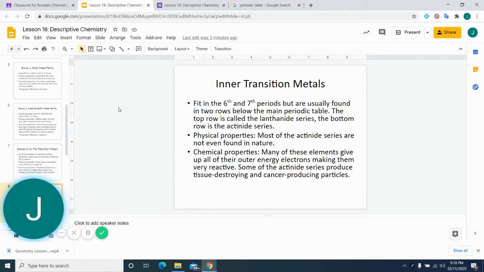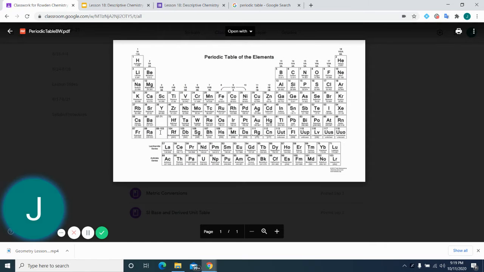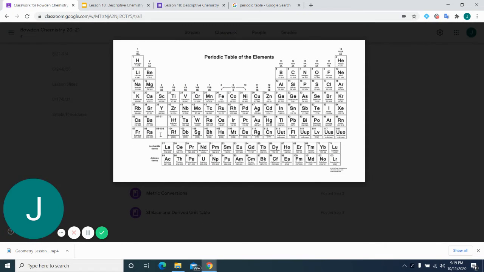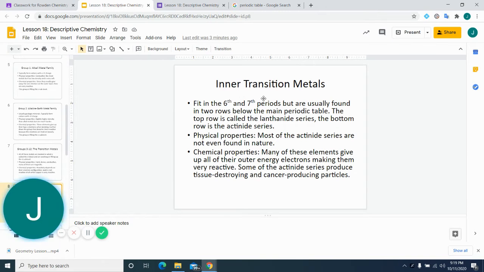Now, an extra detail is that in the 6th and 7th periods, really right here and right here, notice it has that kind of block, and it says 57 through 71. And then right here it has a block, and you have 89 through 103. So that is called the inner transition metals, and we moved them to the side because that way they wouldn't throw off the rest of the patterns in there.